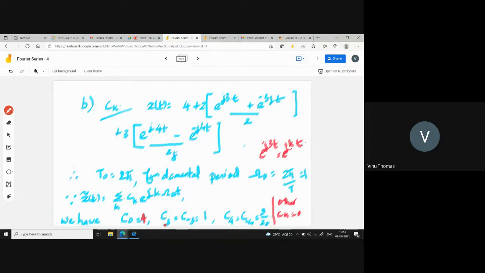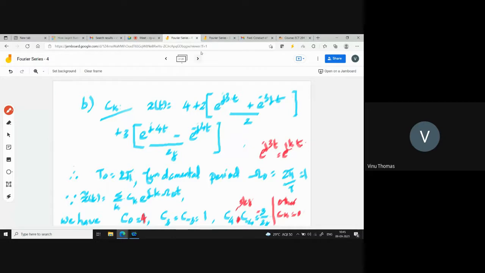So C0 is equal to 4, C3 is equal to 1, C minus 3 is also equal to 1, and C4 you get as 3 by 2j, and C minus 4 is also equal to minus 3 by 2j.